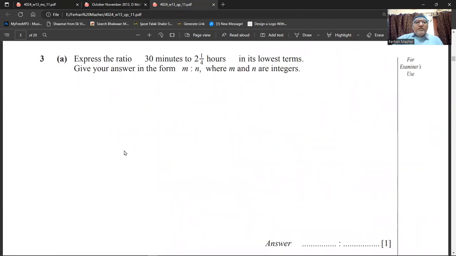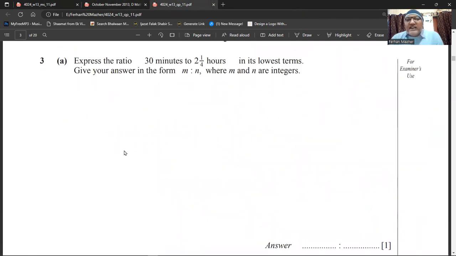Question number 3: express the ratio 30 minutes to 2 whole 1/4 hours in its simplest terms. Give your answer in the form m ratio n, where m and n are integers. If you want to represent two quantities in a ratio, their units must be the same. That's the rule. You see here, this is 30 minutes, and this is hours, so I will convert this also into minutes.